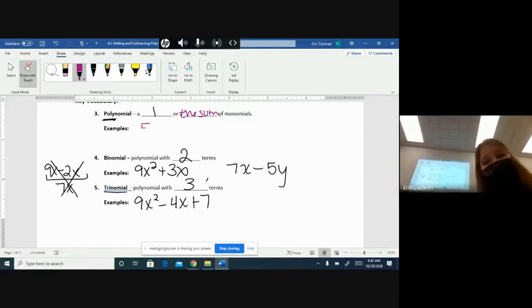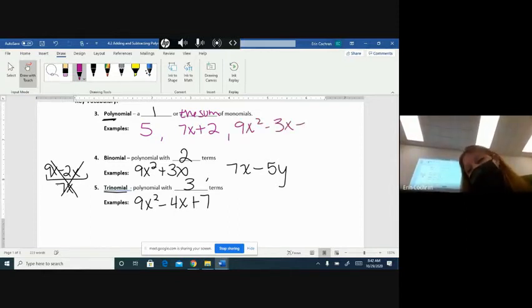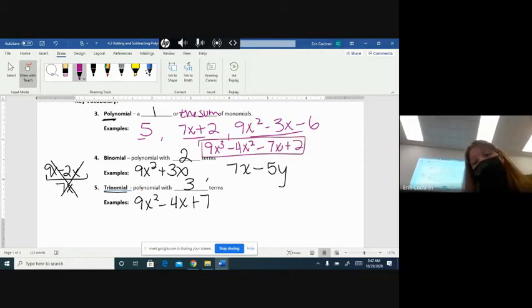So polynomial could be 5. It could be 7x plus 2. It could be 9x squared minus 3x minus 6. But we could make these more specifically, couldn't we? We could call them more specific. Okay. We could do, let's say 9x cubed minus 4x squared minus 7x plus 2. This one here is just called a polynomial. We can't get more specific. Okay. All right, does that make sense with that?